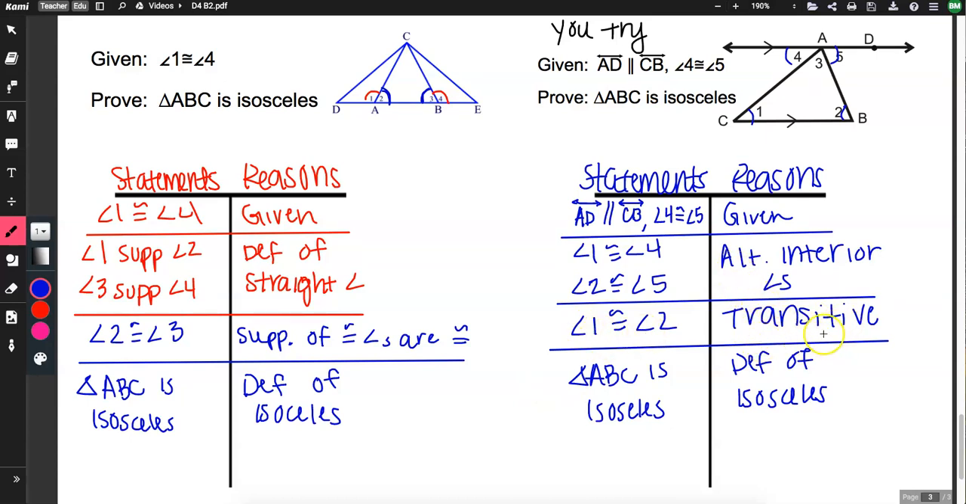If you put substitution here, that's fine as well. Those ones sometimes are interchangeable in situations like this, so I would take either reason. If angle 1 and 2 are congruent, then the triangle is isosceles from our definition of isosceles, and we're done.